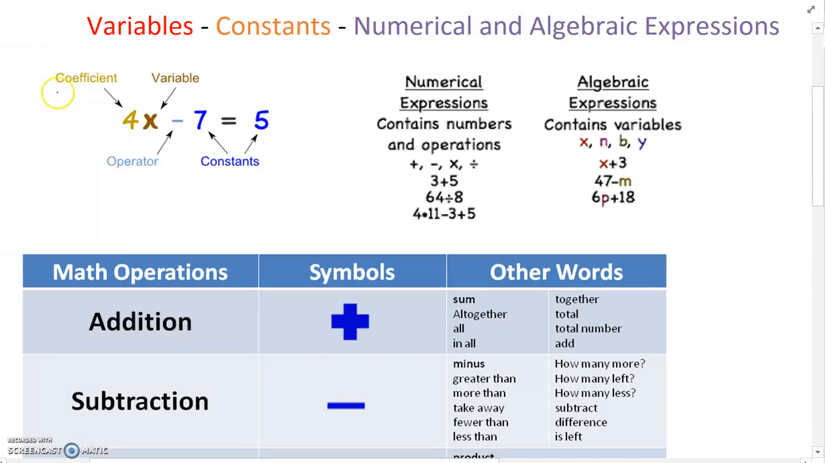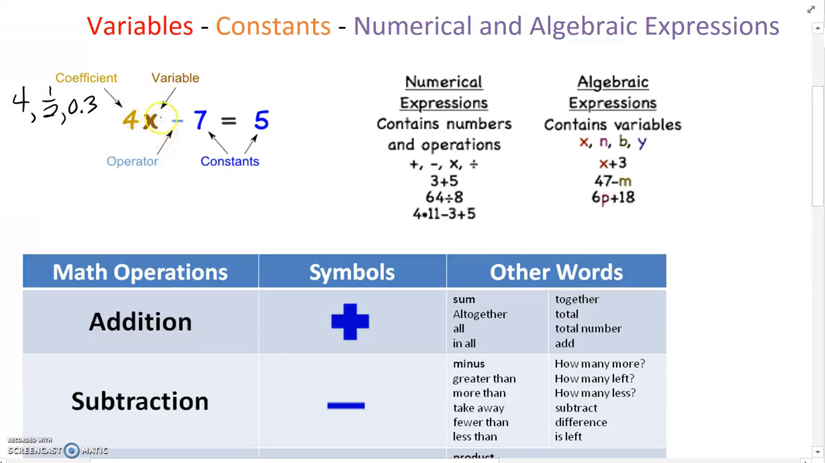The coefficient is the number in front of the variable. Coefficient will always be a number. It can be a whole number like 4, it can be a fraction, it could even be a decimal. So any type of number in front of the variable.